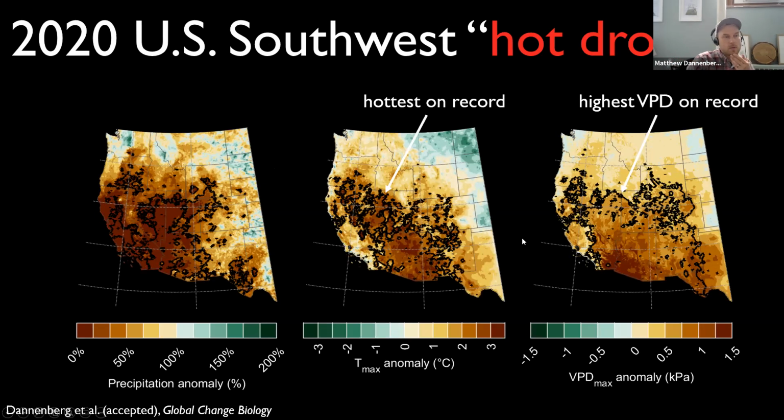And so now, again, these two maps are showing in the middle the maximum temperature anomalies during that period, and on the right, the maximum vapor pressure deficit anomalies during that period. And again, the black outline is showing where those were record breaking back to 1895. And so you can see that across a large percentage of the region, particularly the Southwest, we had record low precipitation combined with record high temperature and vapor pressure deficit, making this a great case study for a hot drought, a combination of low rainfall with abnormally high temperatures and vapor pressure deficit.